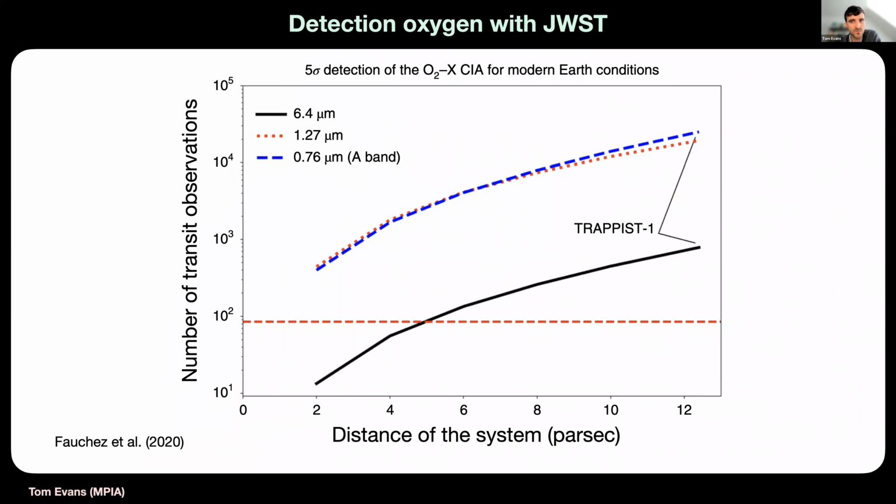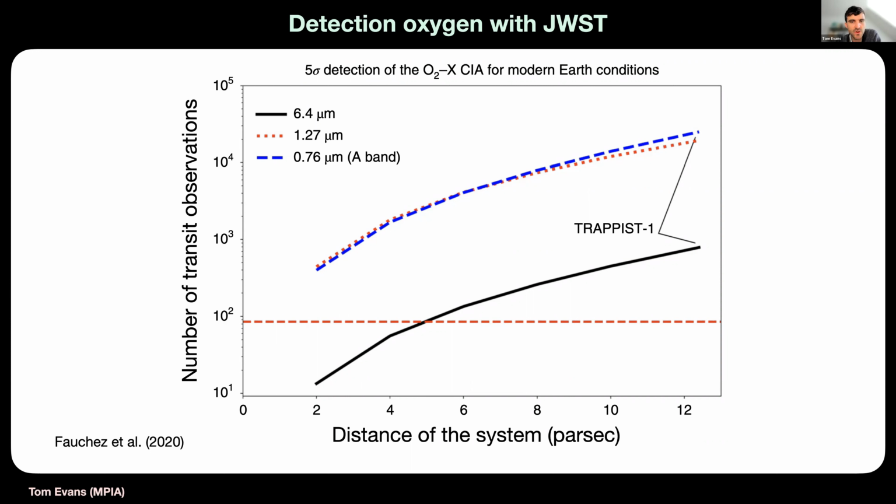So here is a plot from the same paper that shows the number of JWST transits required for a 5 sigma detection of O2 as a function of the distance to the planetary system, while assuming that the other properties of the planet are the same as TRAPPIST-1e. So the black line shows the results for a 5 sigma detection of the 6.4 micron new or previously overlooked band, while the dashed blue and dotted red lines show the results for other O2 bands at shorter wavelengths.